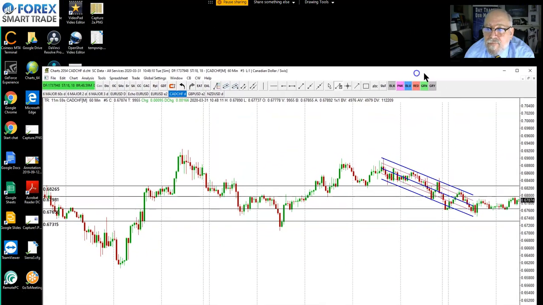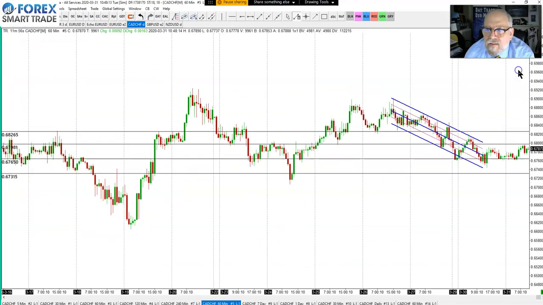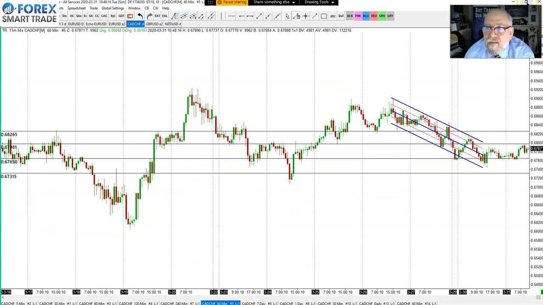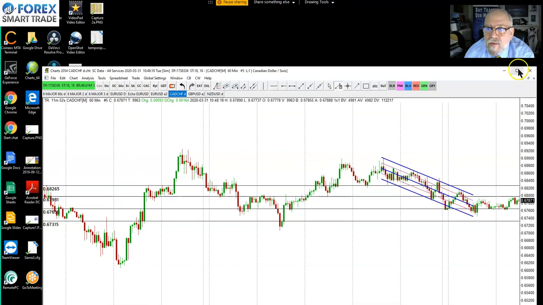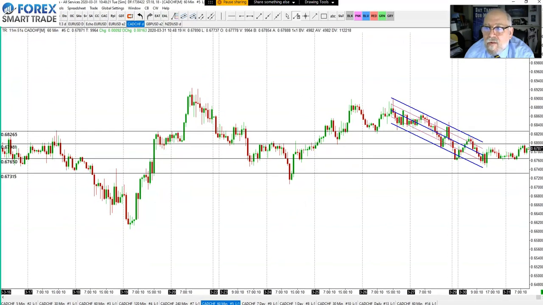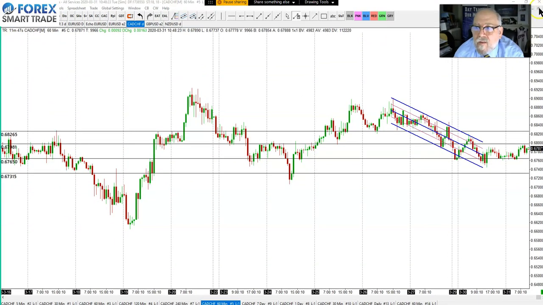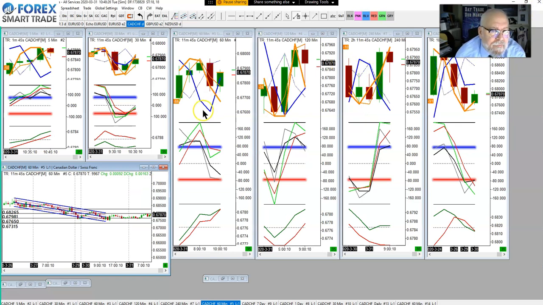Oops, I keep hitting the wrong button here. Move this guy out of the way. We have a down signal. So now I want to take a look at what my I've got a little over 20 pips down and 10 pips up. This is a down signal.